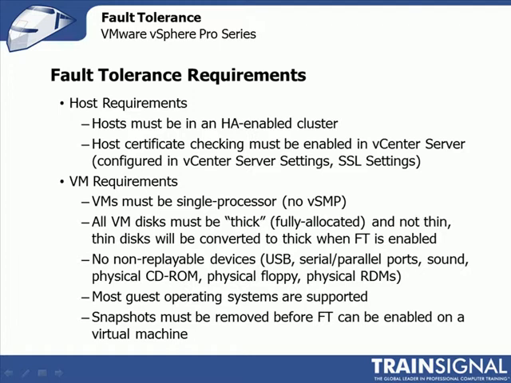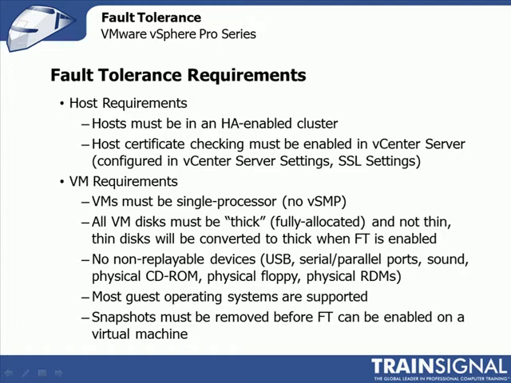All VM disks must be thick format, which means they are fully allocated and not thin. If a VM has a thin disk, it will be converted to a thick disk when FT is enabled. There can be no non-replayable devices. This includes USB, serial, and parallel ports, as well as sound, CD-ROM, and floppy drives connected to physical host devices, and physical mode raw device mappings.